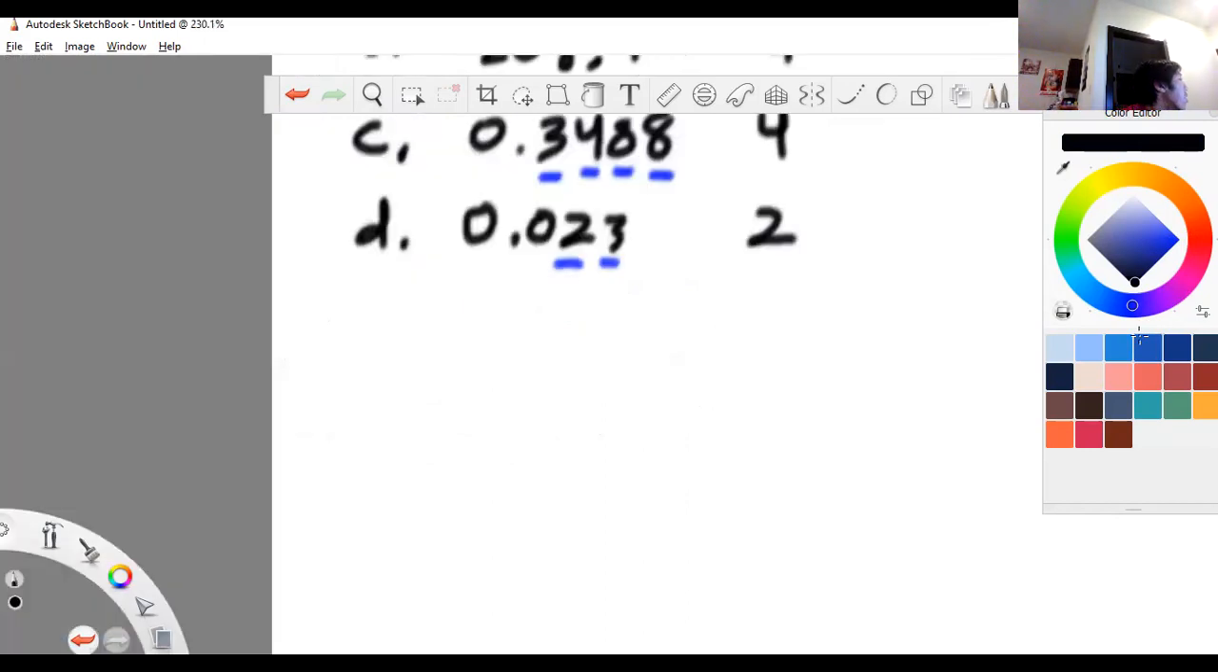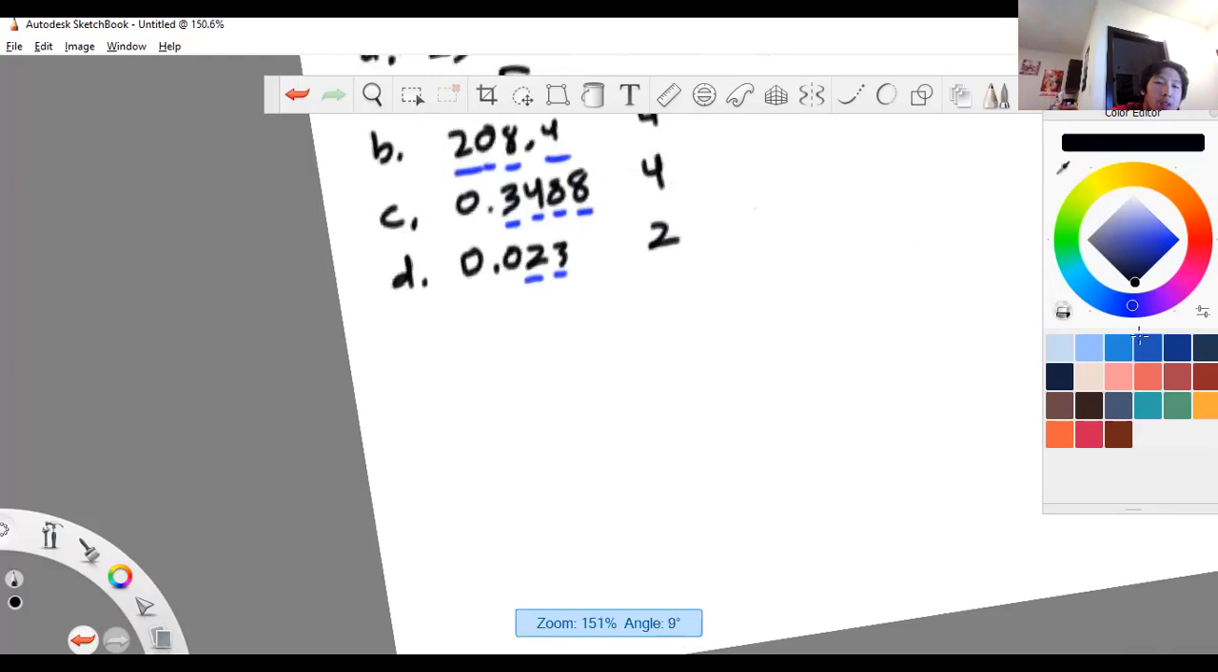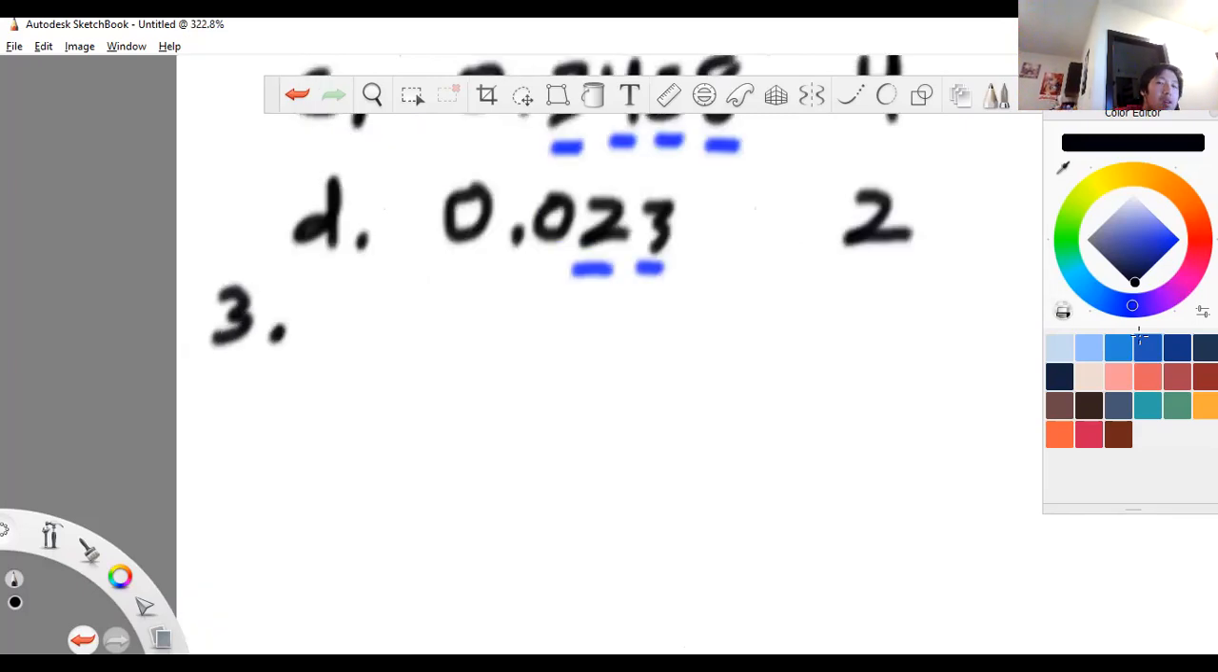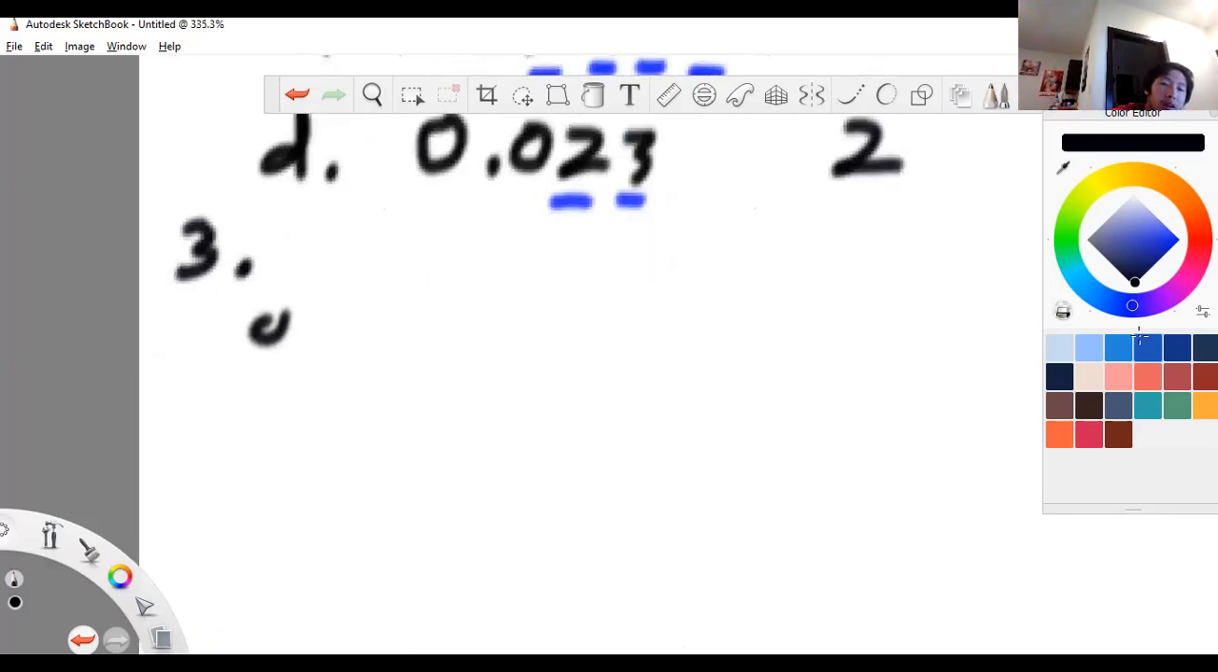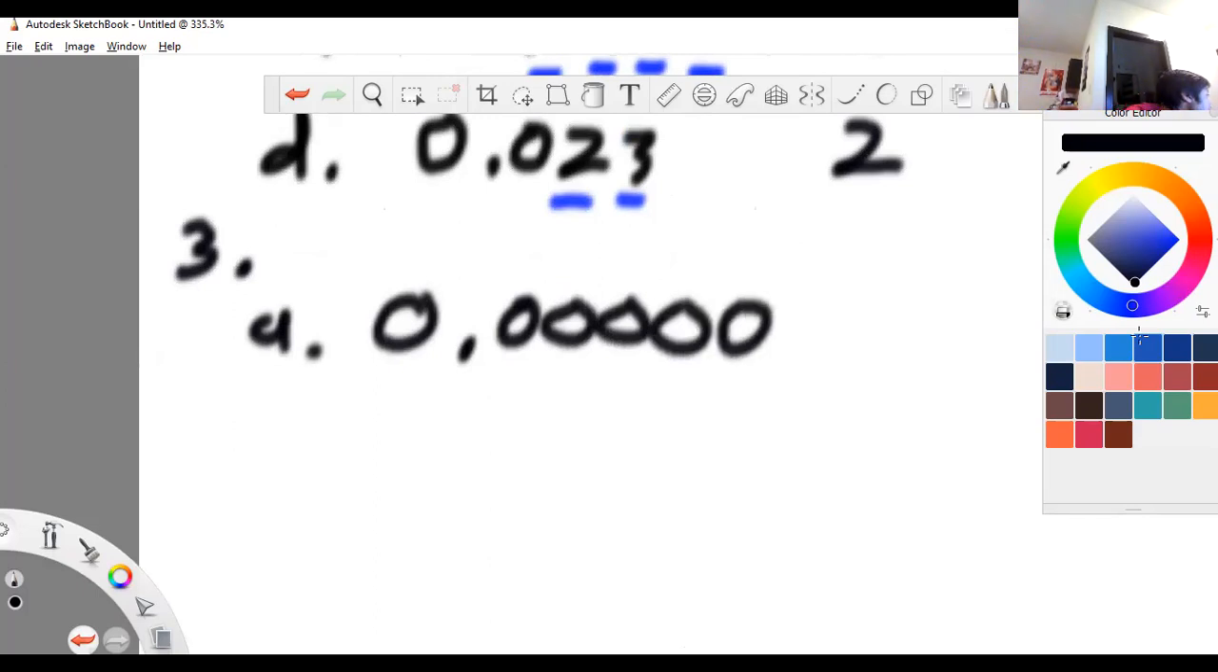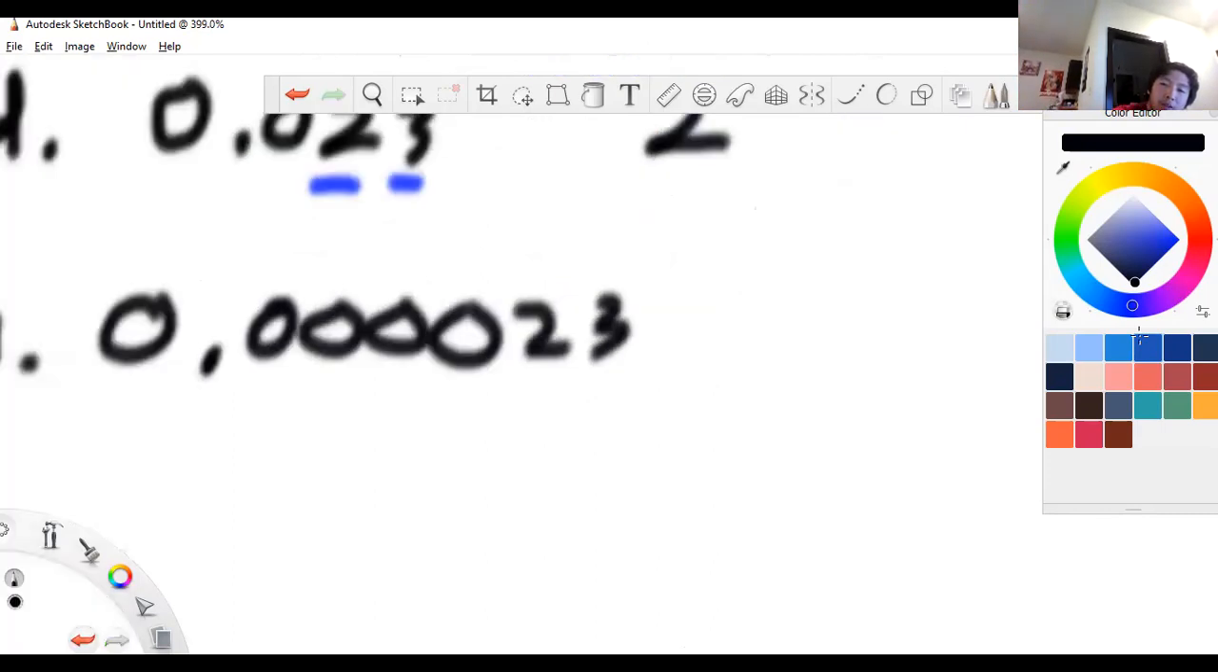Three, when working with either very large or very small values, it is easier to report numbers in scientific notation. Convert the following numbers to scientific notation. A is 0.00002344. And B is 13,987,342,000.